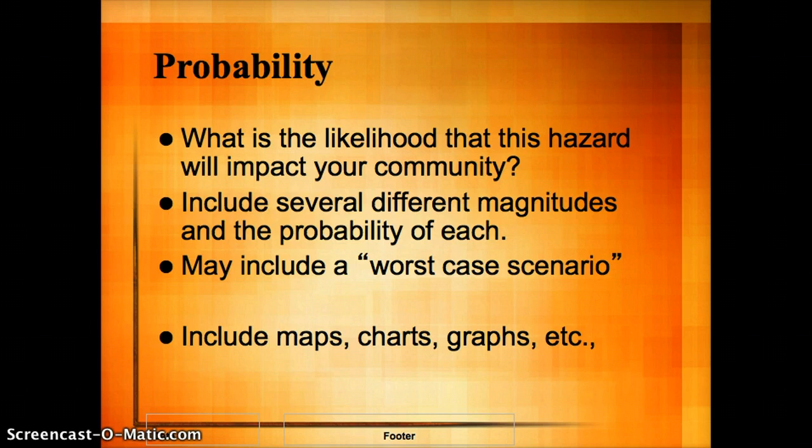In addition, you'll find that government websites very often have probability forecasts for some of these hazards. There are good probability forecasts for hurricanes if you're on the coast, for tsunamis, for earthquakes. If you can find that kind of published information, you would definitely want to include that as well.